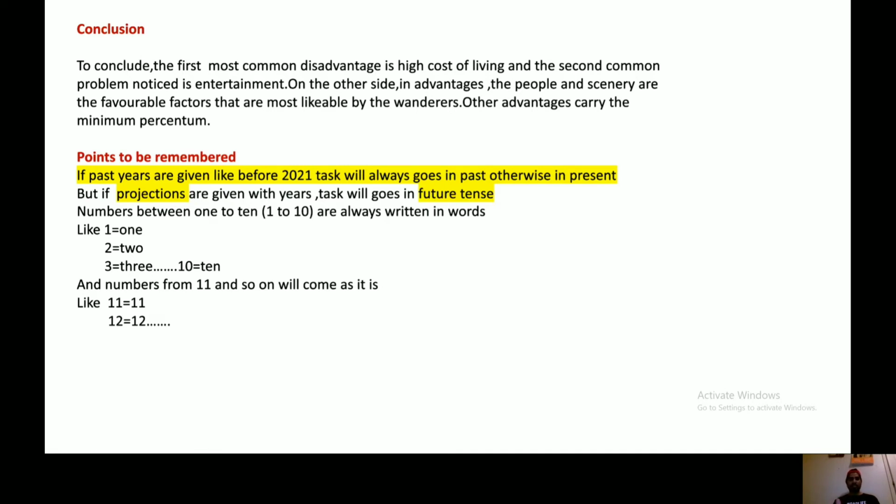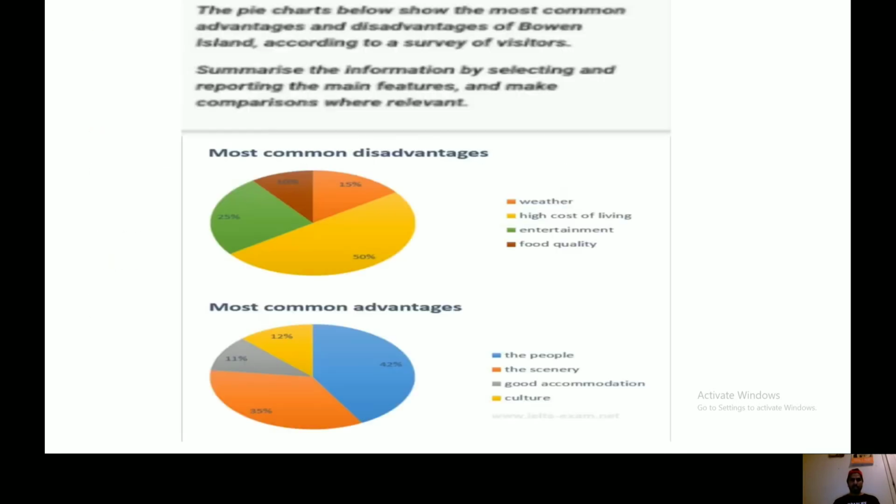And the second common problem noticed is entertainment, because the biggest problem, the highest grade, the proportion given, was given to high cost. So it was 50%. So that's why that was the first common problem. And the second common problem noticed is entertainment, that was given the second highest percentage. Okay, so it is near about 25%, I guess.